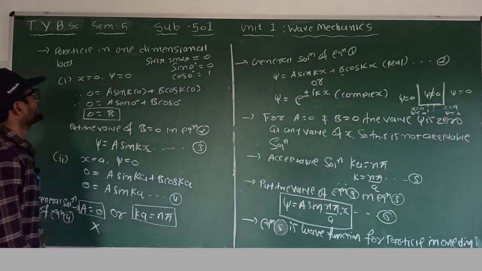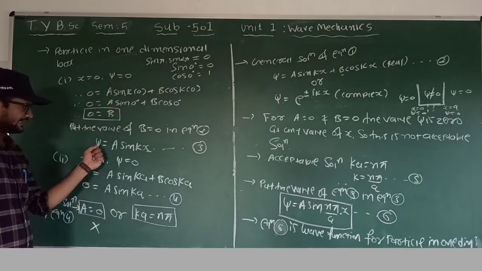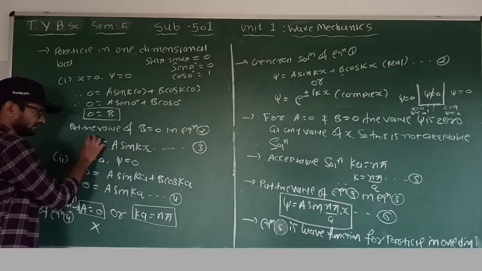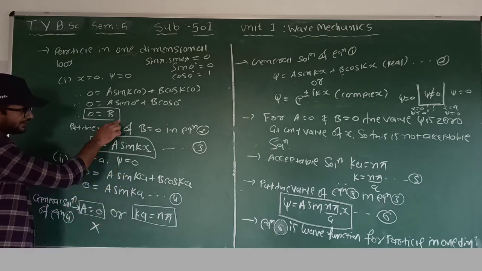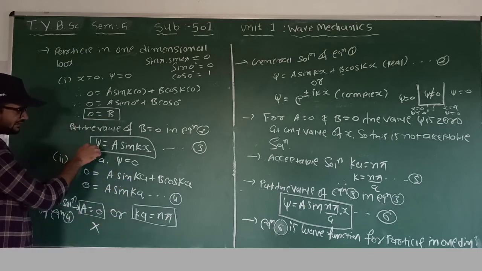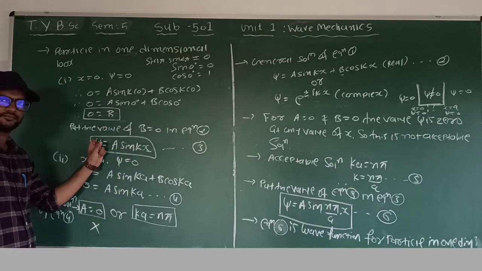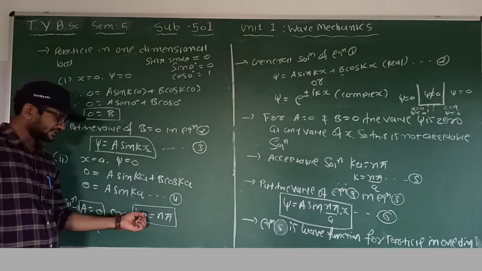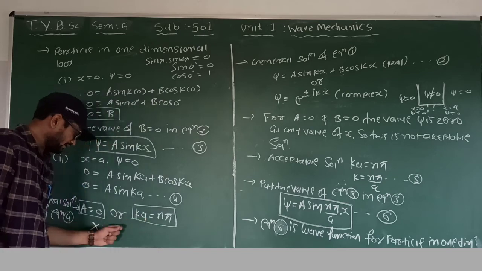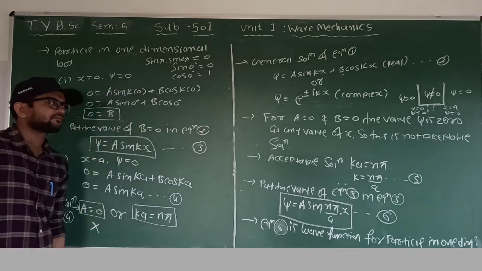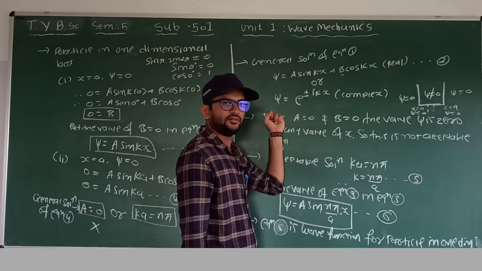So from the first boundary condition we get b is equal to 0 and psi is equal to a sin kx. From the other boundary condition we get only one acceptable solution, that is k is equal to n pi. The acceptable solution is only one, because if a and b are both 0 it means psi is 0 at any point, inside the box as well as outside the box.